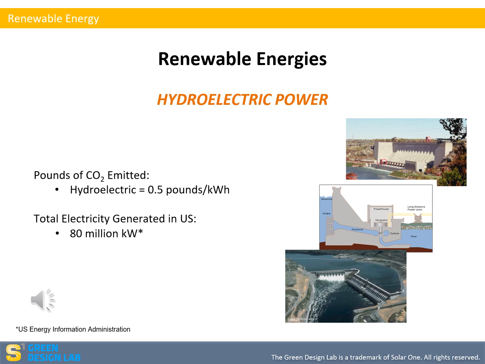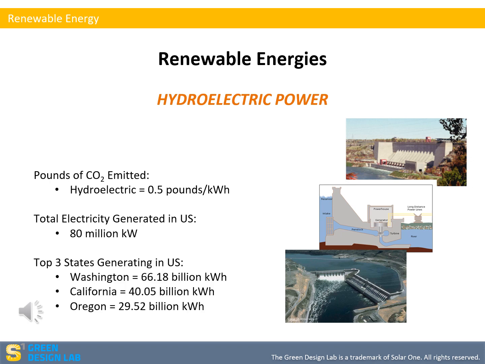In 2019, the total amount of electricity generated in the United States from hydroelectricity was 80 million kilowatt hours. The top 3 states generating hydroelectric power are Washington with 66 billion kilowatt hours, California with 40 billion kilowatt hours, and Oregon with 29 billion kilowatt hours.